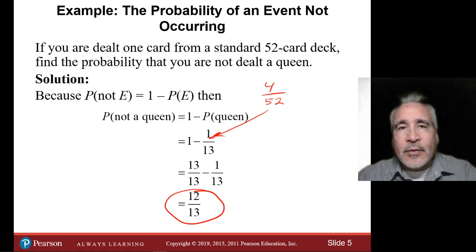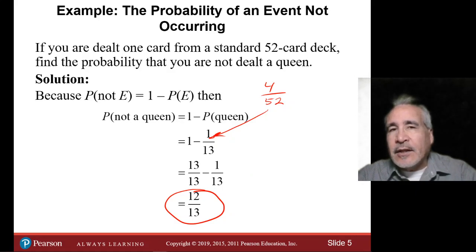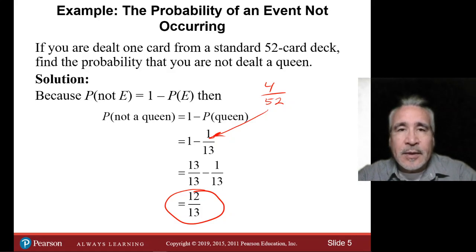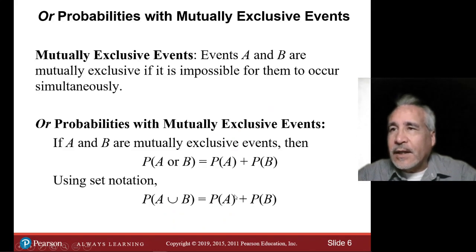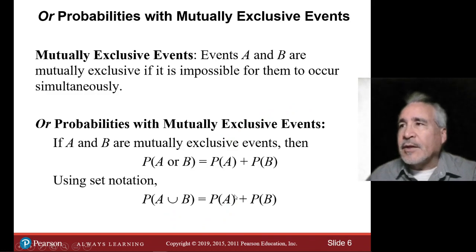Okay, so just quick and easy. You don't have to go through and count all the ways of not getting a queen. It's the easier thing to do, count how do I get a queen? Well, there's only 4 out of 52 queens. So not getting a queen is going to be 1 minus that. Okay, pretty much how it goes.